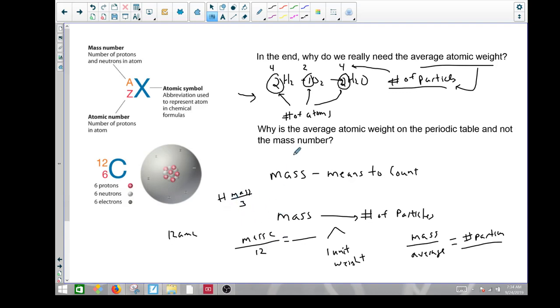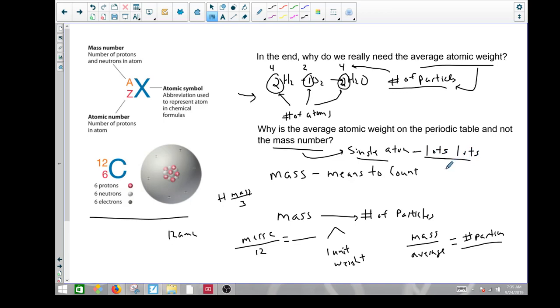Okay, so why is the atomic weight on the periodic table and not the mass number? This is kind of an interesting little thought here. The mass number is only for a single atom. Now, on paper, we might be able to do something like we have here and show a single atom of carbon. But in reality, the number of particles that we are using is frustratingly large. So we really never deal with one atom. We're dealing with lots and lots of atoms. You can't even possibly fathom how many atoms are in a single breath.